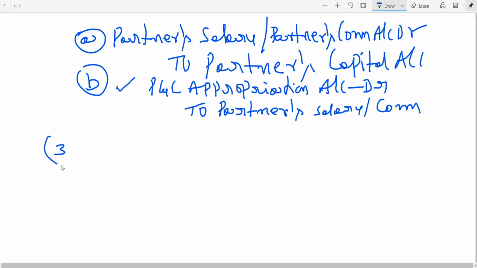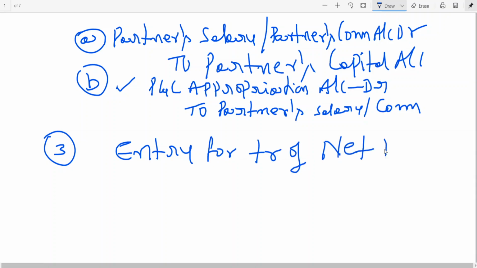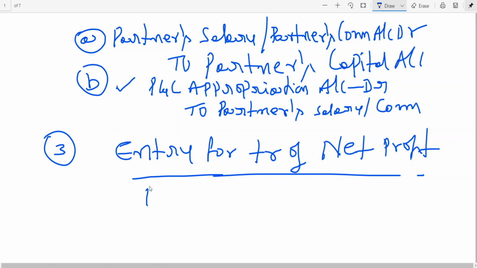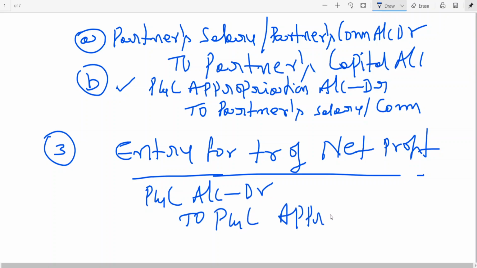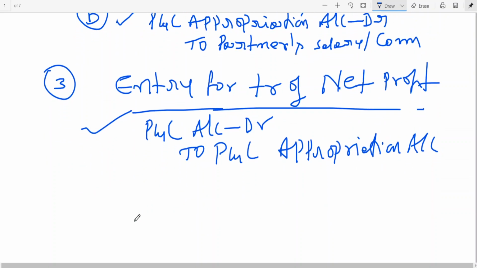Then the entry for transfer of net profit. This also you learned. What is the entry? Tell me. P&L account debit, to P&L appropriation account. That means in the appropriation account we have created net profit. This is the entry you learned.